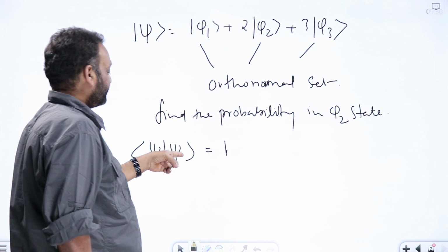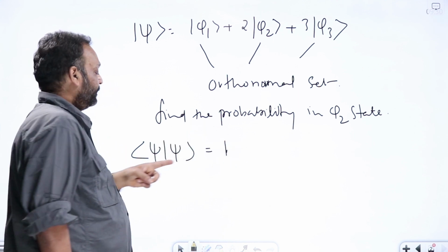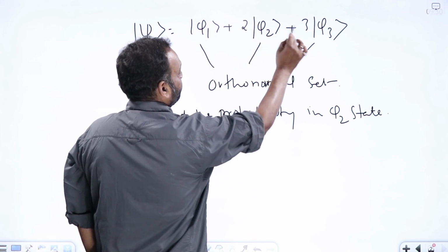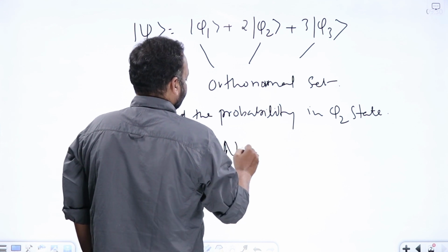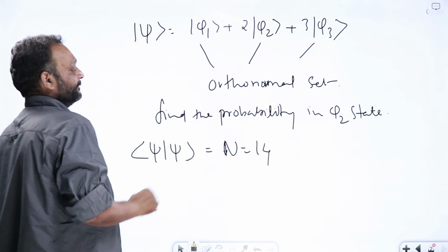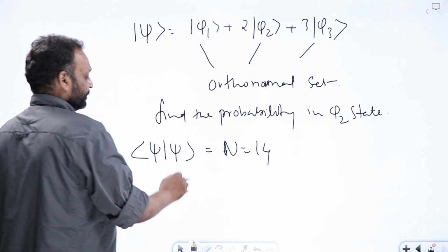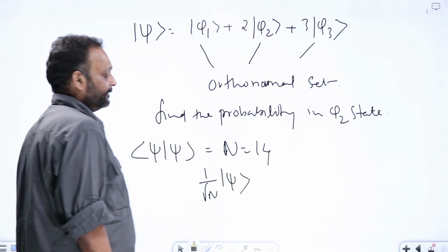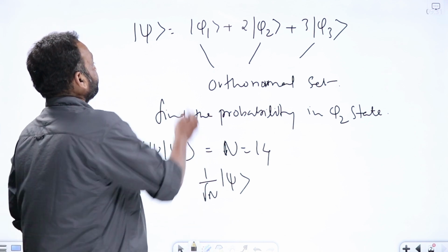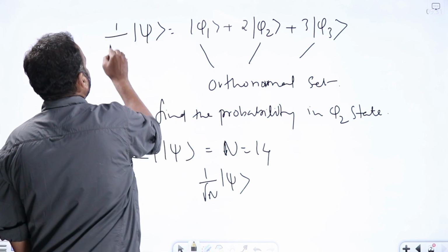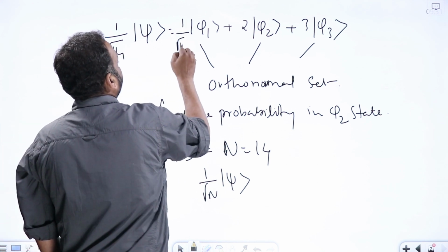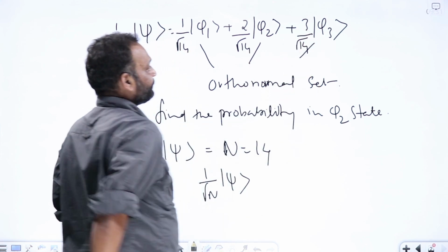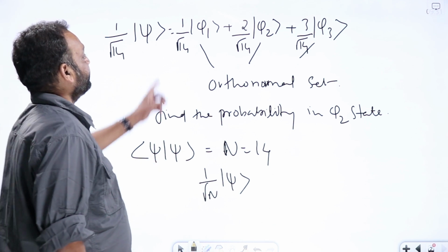Okay, means <psi|psi>, if it is 1, it is a normalized wave function. It is not 1; it is coming to be mod 1 square plus 2 square plus 3 square. I'll equate it to N; that N is 1 plus 4 plus 9, which is 14. So what is the normalized wave function? The normalized wave function is 1 by root N psi ket. Therefore the normalized wave function will be 1 by root 14, 2 by root 14, 3 by root 14. So this is the normalized wave function.